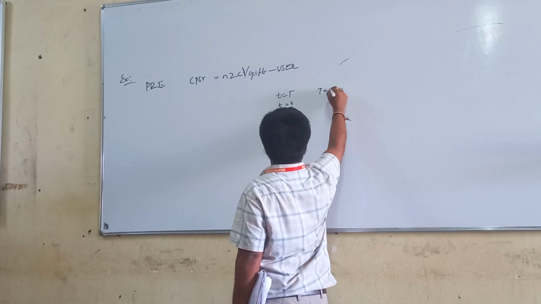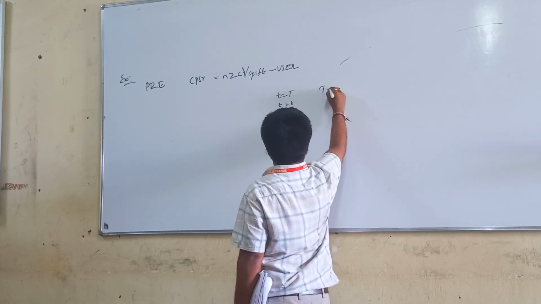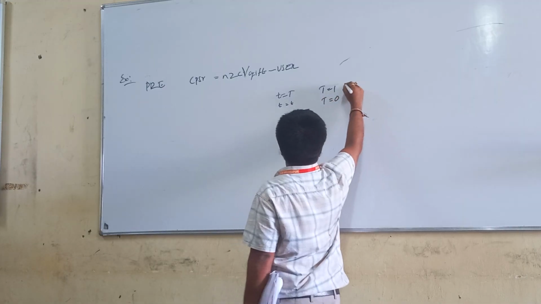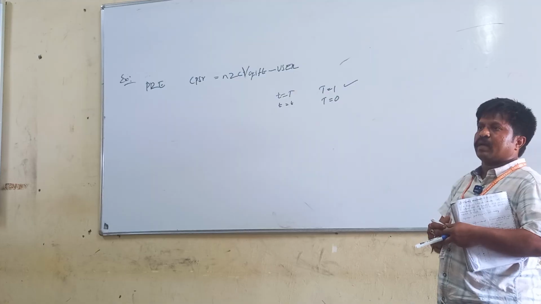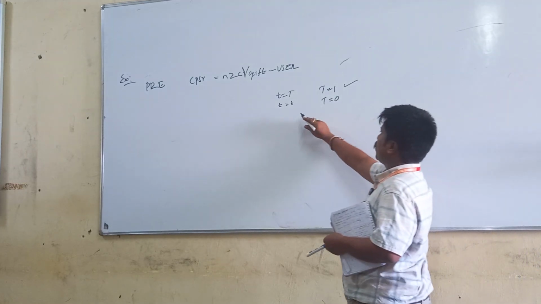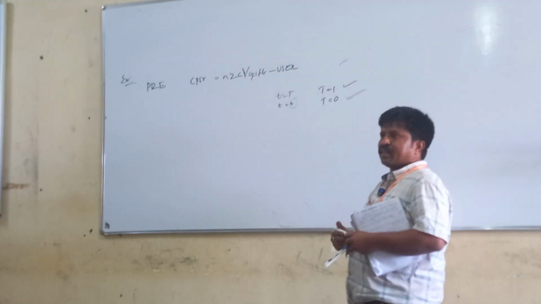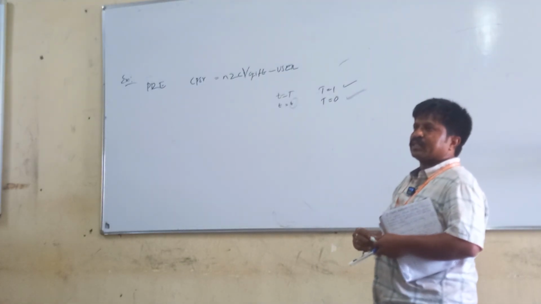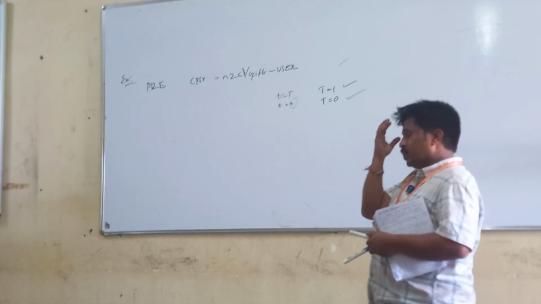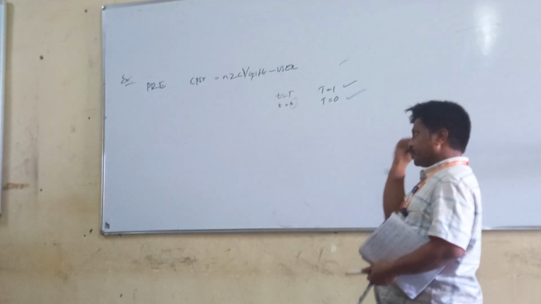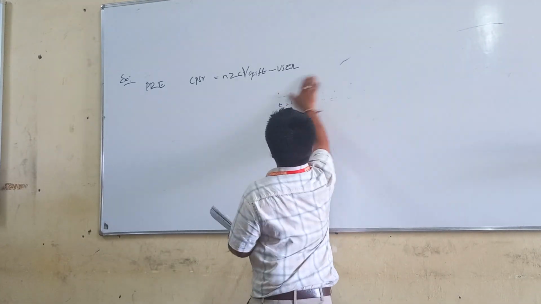If T equals 1, my processor is running the 16-bit Thumb instructions. If T equals 0, my processor is not running the Thumb instructions. It's running the ARM instructions only, 32-bit ARM instructions. Okay, let me write the full complete example.